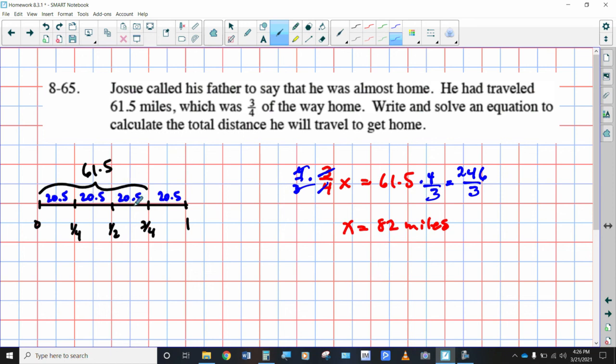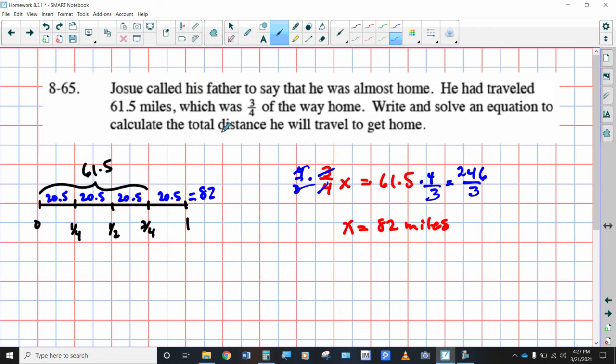Now, using a diagram like this, you could figure it out, where if he's 3/4 of the way home, that means that each one of these fourths, you got 3 of them, right? Take 61.5 and divide it by 3, you get 20.5. And so now multiply that times 4, and you get 82 for your answer.